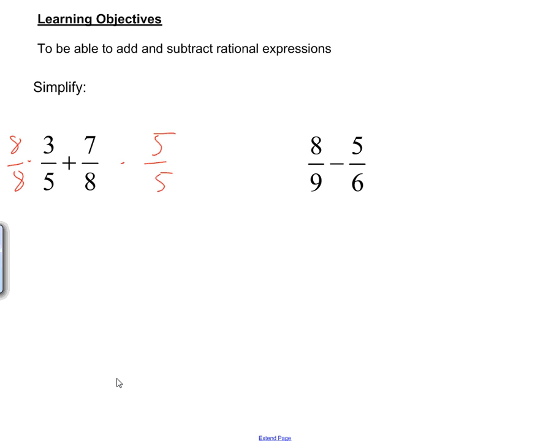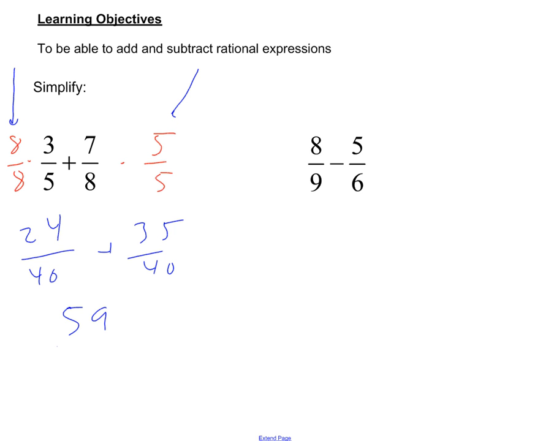All right, to add and subtract rational expressions, we need common denominators. To get common denominators, we're going to multiply by 1 because 1 doesn't change anything. Does everybody see how those two expressions are both 1? 8 over 8 and 5 over 5 are both 1, which leaves me with 24 over 40 plus 35 over 40. Now that we have common denominators, we can add and subtract. So this gives us 59 over 40.